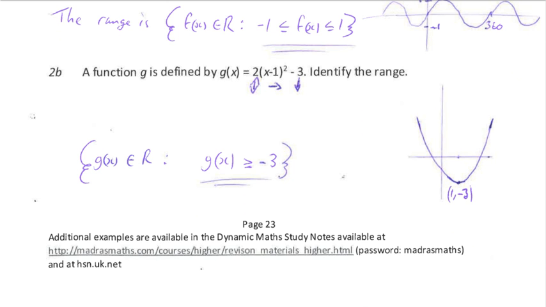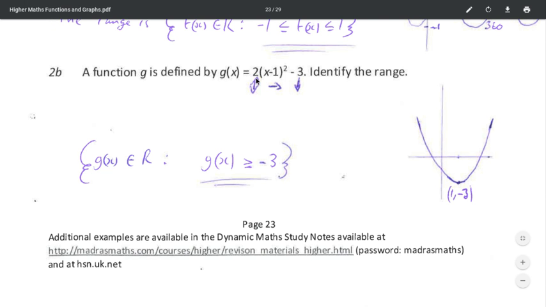2b, a function g is defined by g of x equals 2 brackets x minus 1 squared minus 3. Identify the range. What I would do here is make a quick sketch of this. Using our knowledge of transformations of graphs, this will stretch y equals x squared by a factor of 2. This will move y equals x squared 1 to the right. This will move y equals x squared down by 3. Because this part of the question is not asking me to sketch it, I'm not going to bother with the y-intercept. Basically, y equals x squared would come down here, as we all know, so moving along 1, down 3.